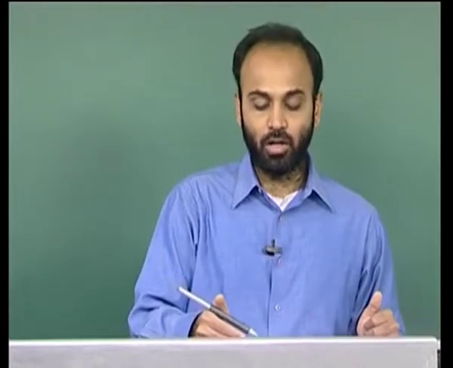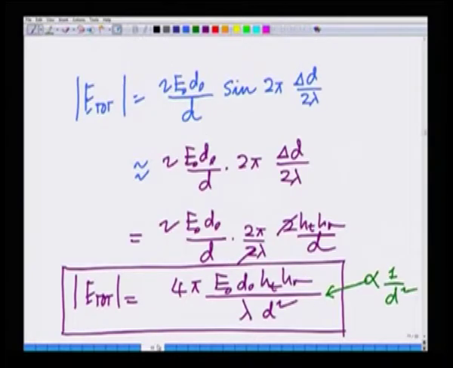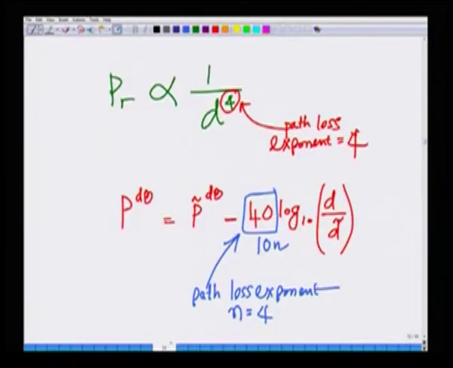We said in the ground reflection model, I have a total received signal field strength which is given as a sum of the line of sight or the direct component plus the reflected component ER. Further, we said that in this ground reflection component, the received field strength is proportional to 1 over d squared. Hence, the total received power is proportional to 1 over d to the power of 4, that is, the power decays as the fourth power of distance. Hence, the path loss exponent is nothing but 4.